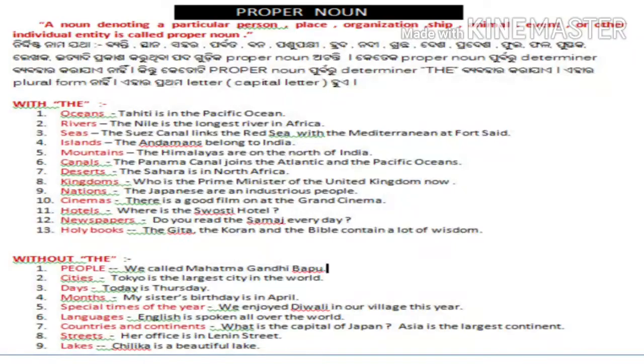Now you see, first people we called Mahatma Gandhi Bapu. Mahatma Gandhi is the name of a people. We can't use here the before Mahatma Gandhi. Then before the names of cities, Tokyo is the largest city in the world. Tokyo is the name of a city. Then before the names of days, today is Thursday. Thursday is also the name of a day. And we can't use the before it.